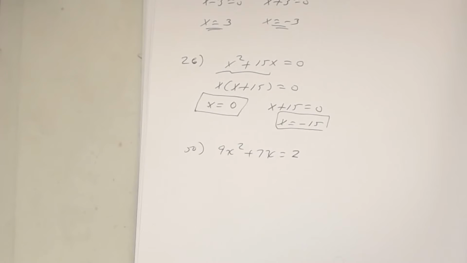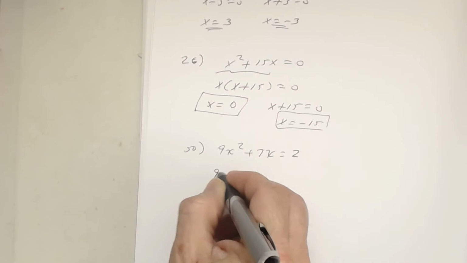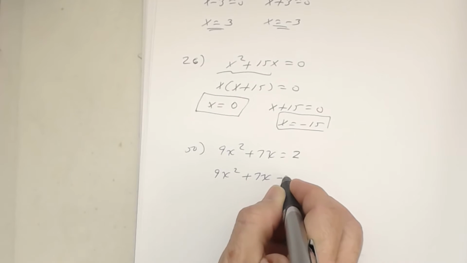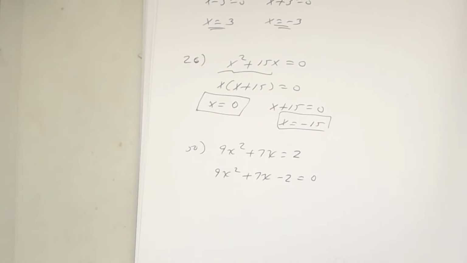Zero factor property. All right, but to solve this by factoring, you got to first of all write in what form? Standard form. So how are you going to write this? 9x squared plus 7x minus 2 equals 0. It's got to also be in descending order. Okay, what's the GCF? 1. So now you're going to go to the two binomials.